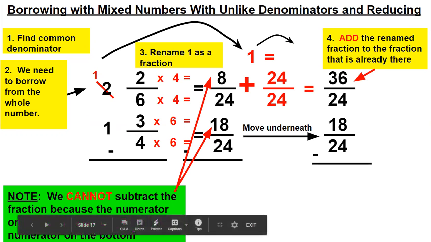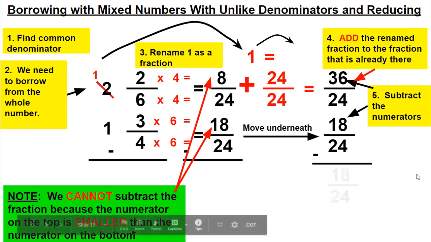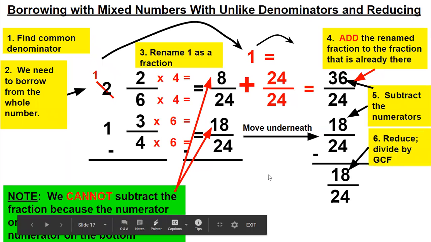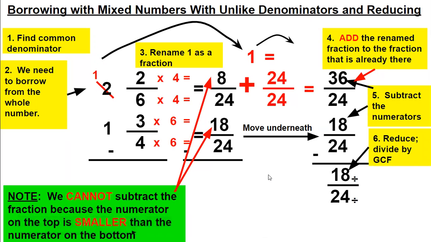Now I can subtract 36 minus 18. That will give me 18 24ths. Now I can reduce this. I'm going to divide the top and the bottom by 6. 18 divided by 6 is 3. 24 divided by 6 is 4.